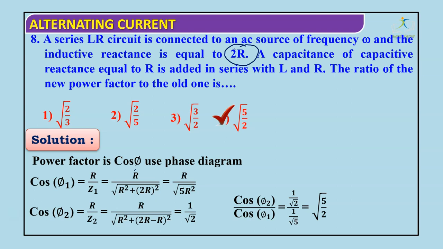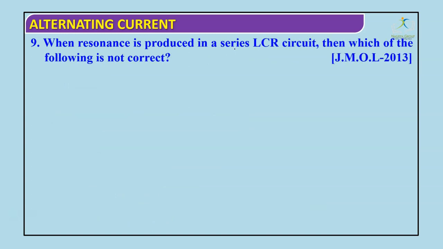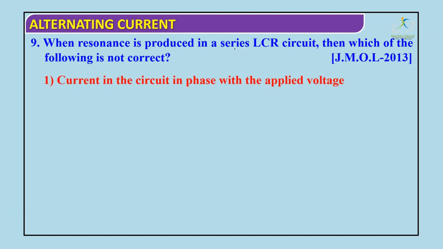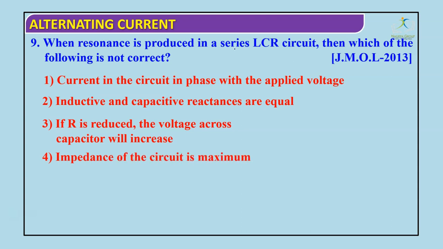Hope you understand. Moving on to the next question. When resonance is produced in the series LCR circuit, which of the following is not correct? Current in the circuit is in phase with applied voltage; inductive and capacitive reactance are equal; if R is reduced, voltage across the capacitor will increase; impedance of the circuit is maximum.